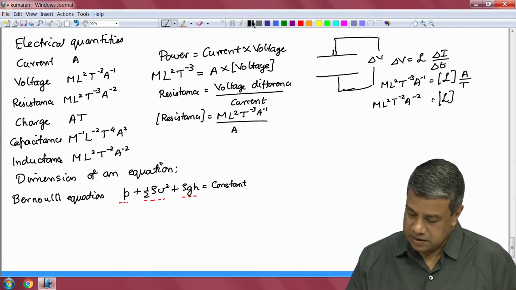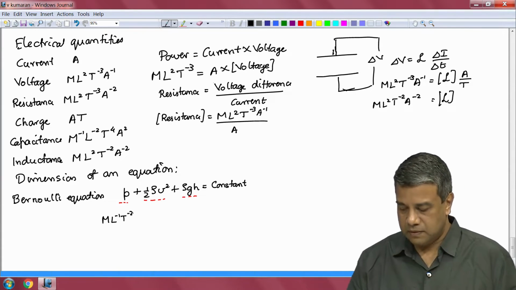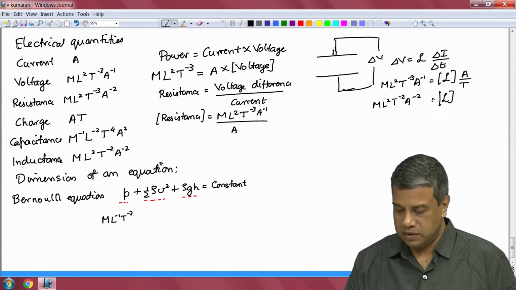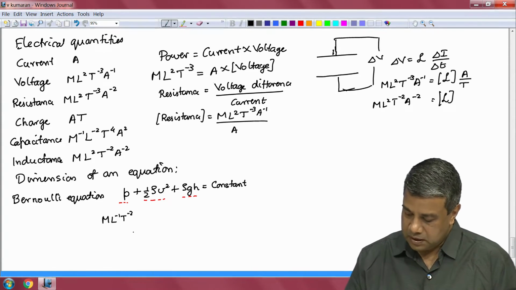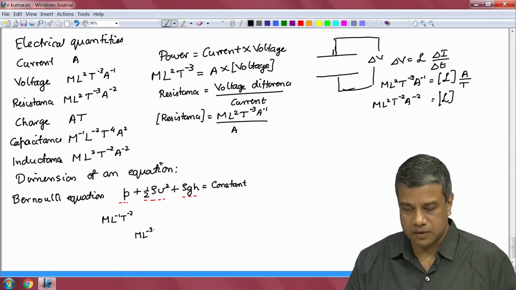Pressure we had already derived: mass, length inverse, T power minus 2. It is force per unit area. Force was mass times acceleration, M L T power minus 2, that divided by area is this. That is the dimension of the first term, the pressure. The dimension of the second term is the dimension of density. M L power minus 3 is the density, mass per unit volume.